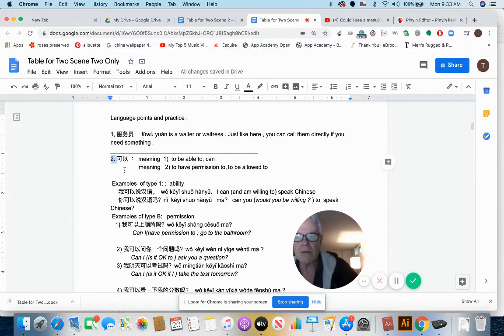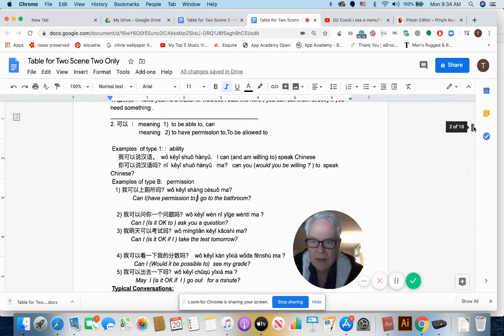So here we have language point two, and the one we're going to focus on today is 可以. 可以 has two meanings. One is to be able to do something, right? I can do something. I'm able to. Like 我可以说中文. I can speak Chinese. The other meaning is to be allowed to do something, to have permission to do something, right? Like you guys, when you want to go to the bathroom, you say 我可以上厕所吗? 可以, may I go to the bathroom? Right? So the first type is ability. The second type is permission. And this is what we're going to focus on in this scene here.